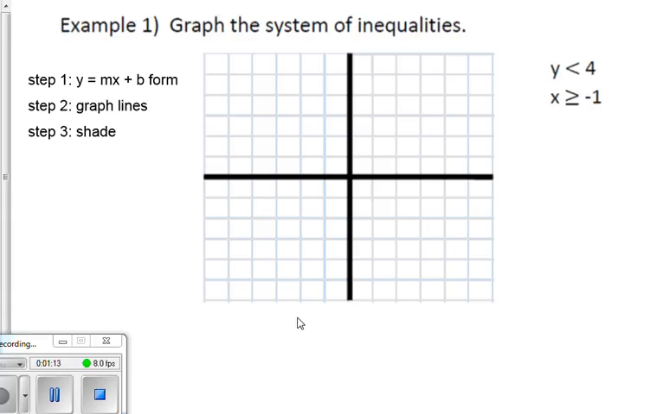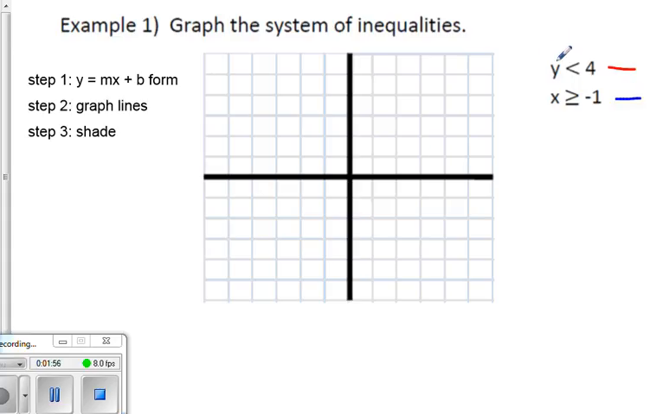So let's look at some examples of this. If we need to graph the system of inequalities y is less than 4, and x is greater than or equal to negative 1, like before, we have to go through our steps. Step 1, getting them into slope-intercept form, making them easier to graph. Step 2, plotting some points to graph our lines. And remember, we need to make sure we're doing either a dashed line or a solid line based on our inequality symbol. And then lastly, we will shade. So let's look at what this is going to look like. I'll use a red line for that one and a blue line for that one.